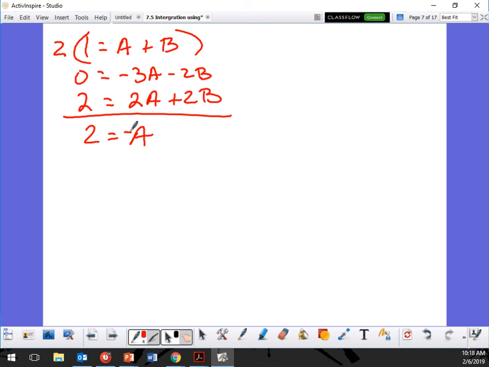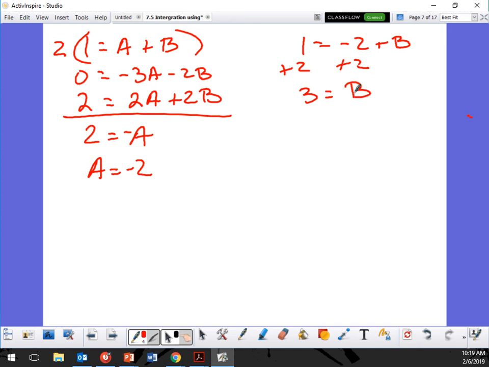So a equals what? Negative 2. So now that I know that a is equal to negative 2, what am I going to do for b? We're going to plug in a. And then we have 1 equals negative 2 plus b. Oh, okay. So 3 equals b. Okay, so that's going to help me out now.